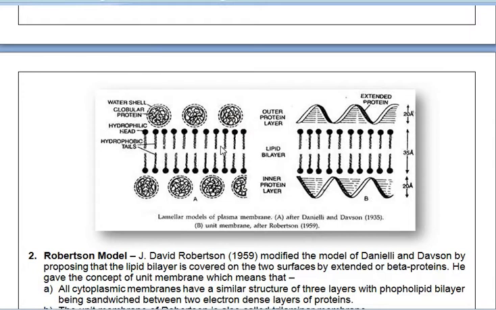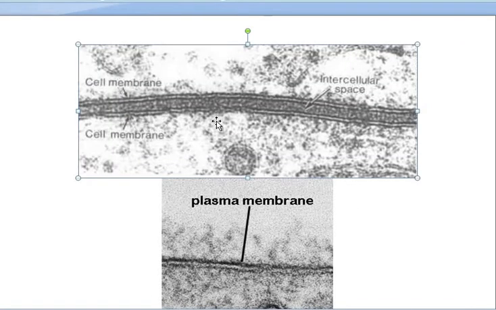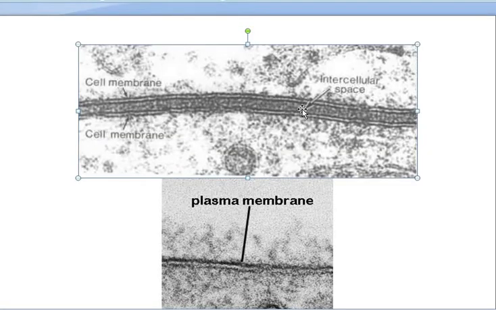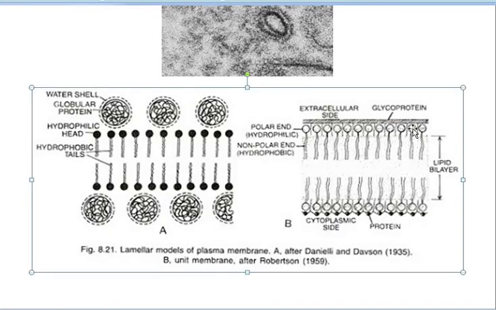A similar type of model was given by Robertson. David Robertson in 1959 modified the model of Danieli and Davson. If I can show you a better structure here, first look at the structure of the plasma membrane under the electron microscope. Here you can see the cell membrane, which appears to be a bilayer structure. Again, this is the electron microscopic diagram. In between there must be some fatty acid chains. This model was given by Robertson in 1959.